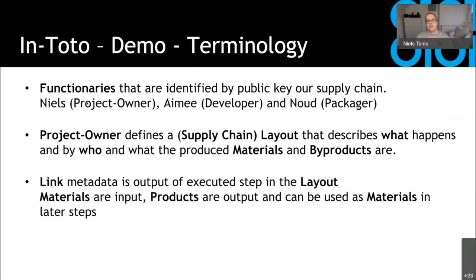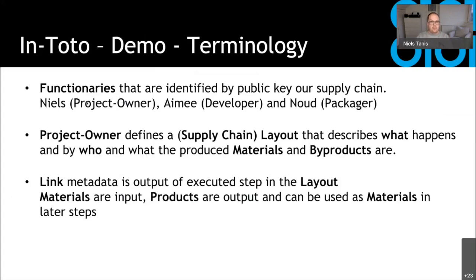But because we have a supply chain that I as a product owner have defined, we will describe what will happen by whom, and what the materials and byproducts will be, right? So what will be the produced output. And the nice thing is that materials are input and products are output, but products can also be used as materials for other steps, right? So if we describe our software process, and I will show you a layout in the demo, we can chain things up, and I think that's the power of this.